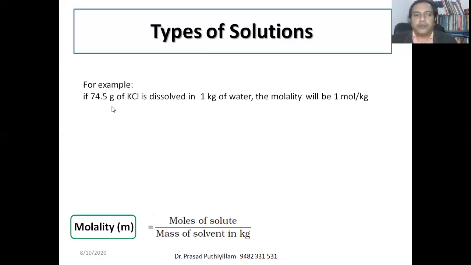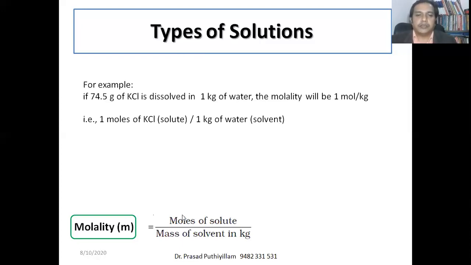So if you dissolve 74.5 gram of potassium chloride in 1 kilogram of water, it has a molality of 1 mole per kilogram. How does it become 1 molal? That we'll see. So 1 mole of potassium chloride solute per 1 kilogram of water, that is solvent. That is the meaning of 1 molal.